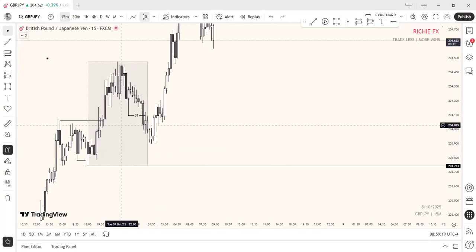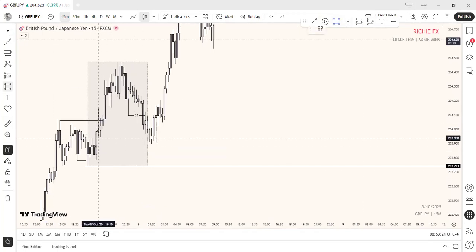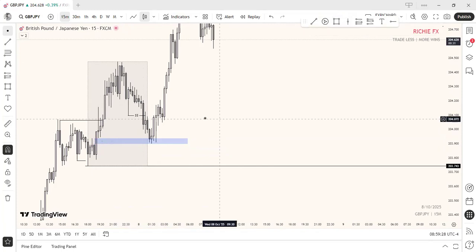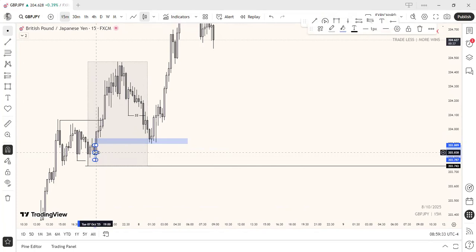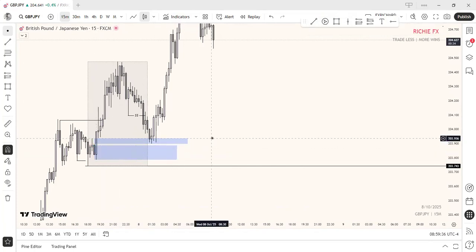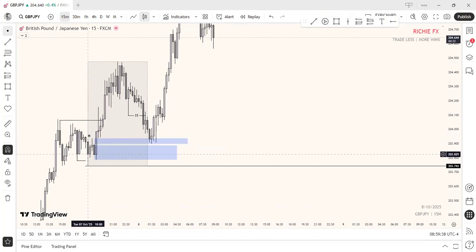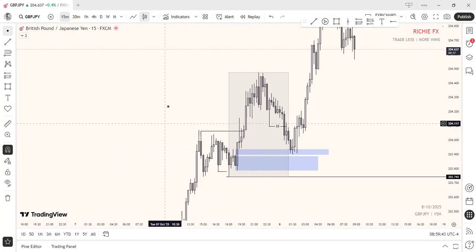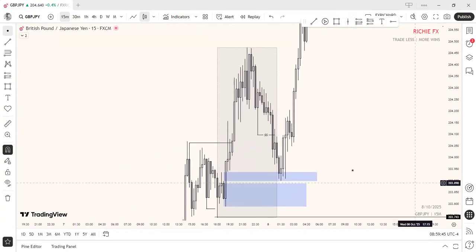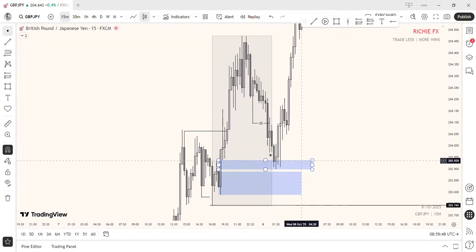Now, here, what do you see? We had this imbalance. Then we had this order block. Now, when I ask you, which one is the nearest point of interest to the liquidity? Which one would you say? We can see that we had this imbalance. It was the only nearest zone to the liquidity. Then let's check on M30.